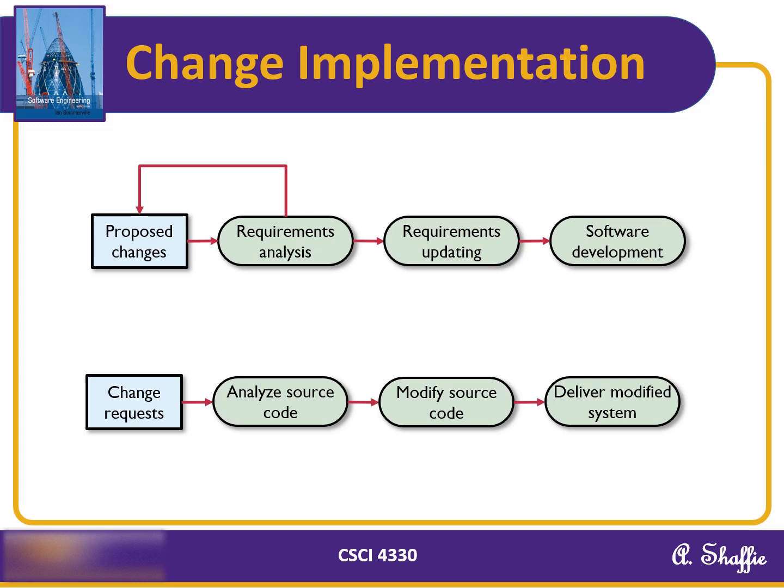In this emergency model, the process begins by directly analyzing the source code, making the necessary modifications, and delivering the modified system as quickly as possible. There is no time to update the requirements document or the specification document. Here, it's an emergency change. We need to get it done as fast as possible.